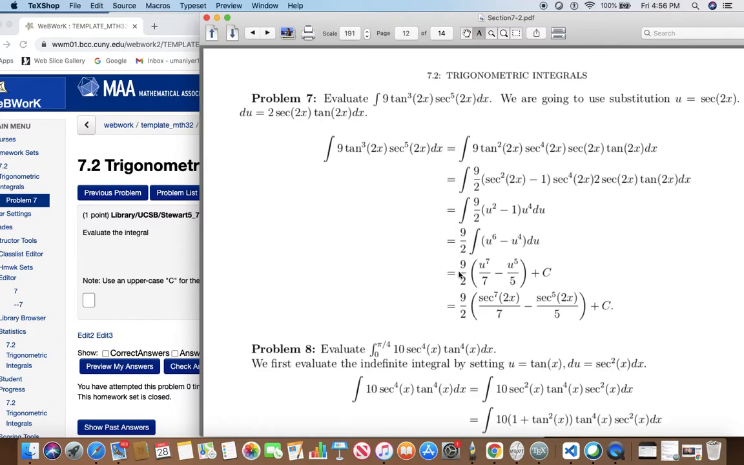When you take integration, that's a constant, u to the 7th power over 7 minus u to the 5th power over 5 plus c. U being secant 2x, we just simply resubstitute. Don't forget, constant of integration is on the side. Do not multiply 9 by 2 to the constant of integration. No harm done, but WebWork will complain because 9/2 constant is some other constant. They just want you to write c.